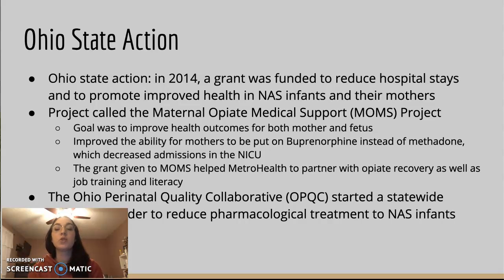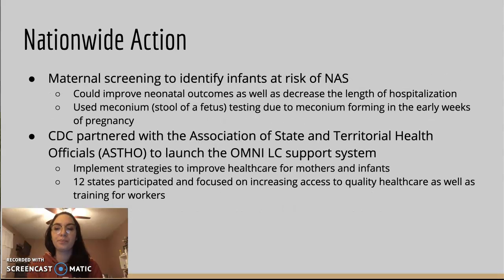The grant given to moms helped Metro Health to partner with opiate recovery as well as job training and literacy for workers who are working with these mothers and these infants. And also the Ohio Perinatal Quality Collaborative started a nationwide protocol in order to reduce pharmacological treatment to NAS infants. So they just started trying to implement different treatments and educate their workers on other ways to help these infants instead of using drugs as treatment options.